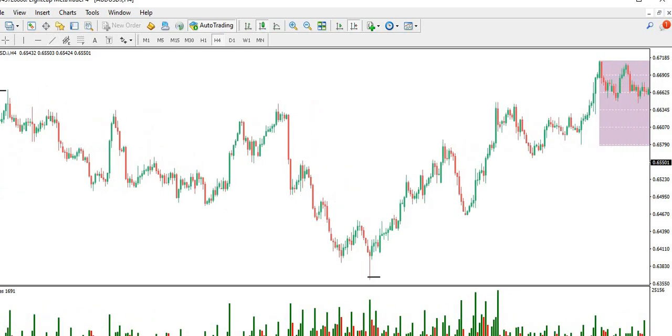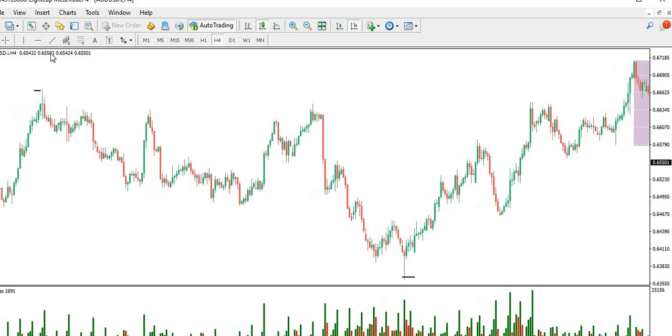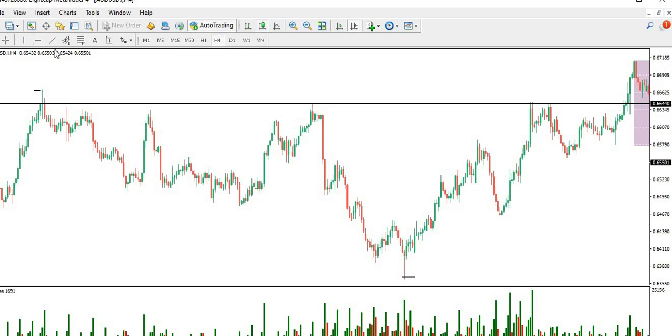So, before I draw any zones and I simplify the concepts, I will clarify one thing, that is the difference between a zone and a level. A level is a specific point or a specific price on the chart, while a zone is an area like this one, which is respected many times.